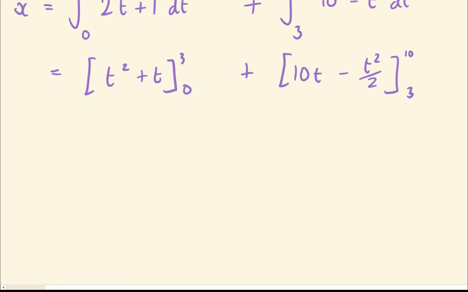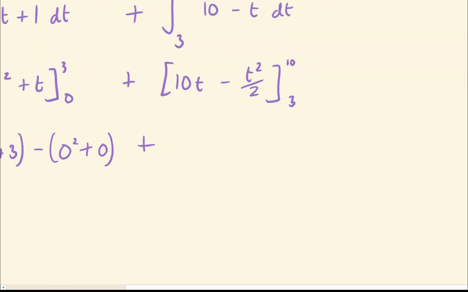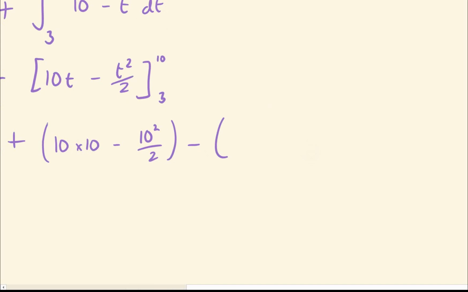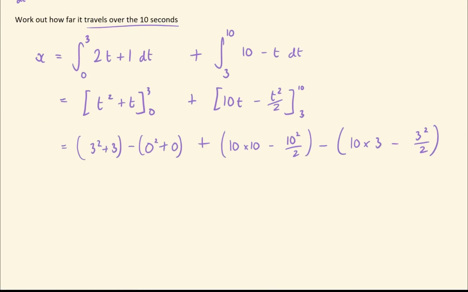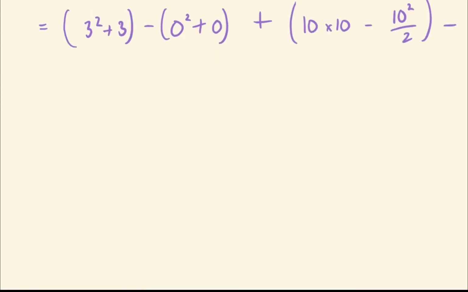Now to work it out, we're going to plug in the top limit, take away the bottom limit. So plug in 3 first of all. So we've got 3 squared plus 3, and then minus plugging in 0, which is going to be 0 in this case. Same here, we first plug in 10. So we have 10 times 10 minus 10 squared over 2. And let's subtract from that the same thing when plugging 3 in. So it'll be 10 times 3 minus 3 squared over 2. Then all you need to do now is plug all this into your calculator.